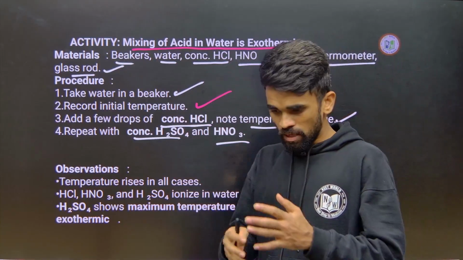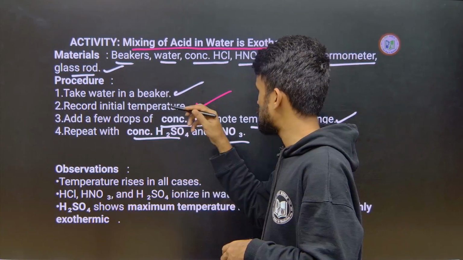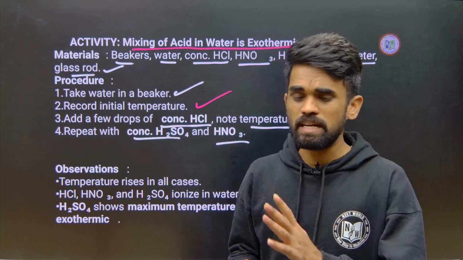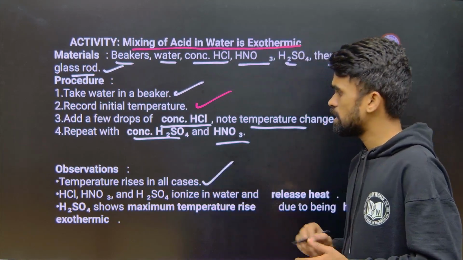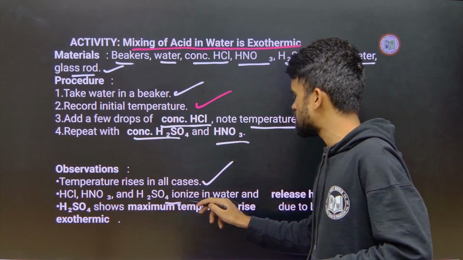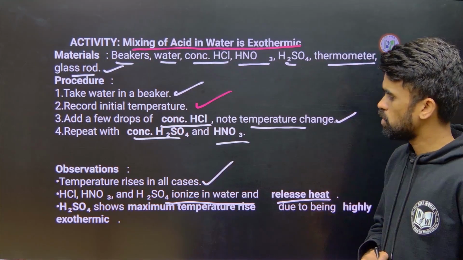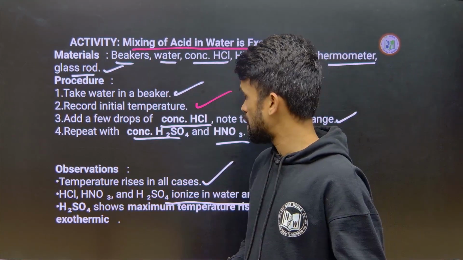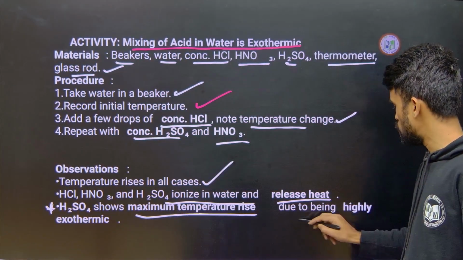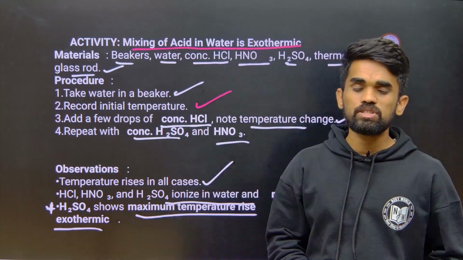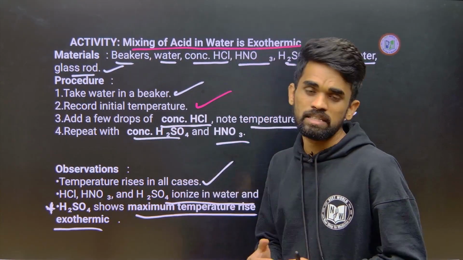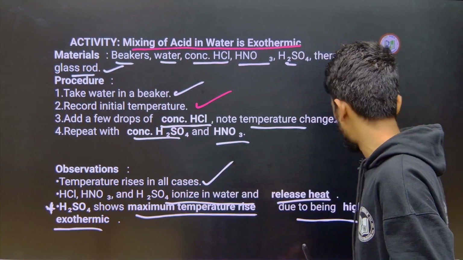So you will see in these three cases: beaker 1 water plus HCl, beaker 2 water plus sulfuric acid, beaker 3 water plus nitric acid. The observation is that the temperature rises in all the cases. In all the cases the acid ionizes in the water and releases heat, as an exothermic process. The major observation is that sulfuric acid shows the maximum temperature rise. Which will show the maximum temperature rise? The sulfuric acid. You can consider this is because of the highly exothermic dissociation of sulfuric acid.